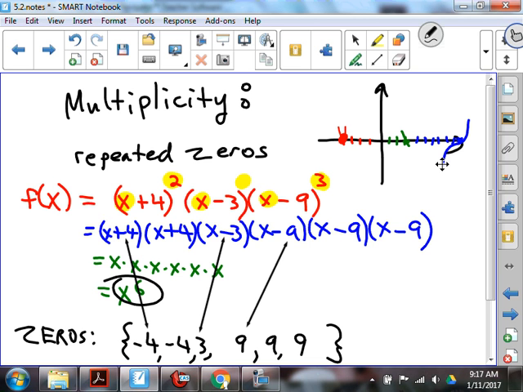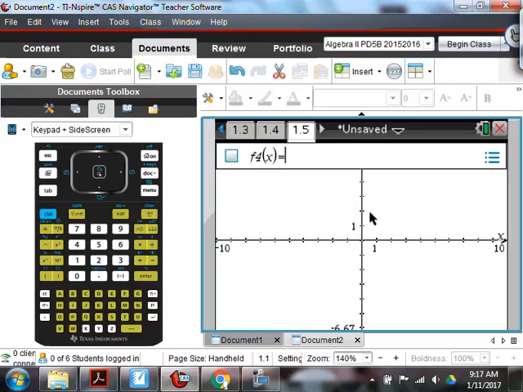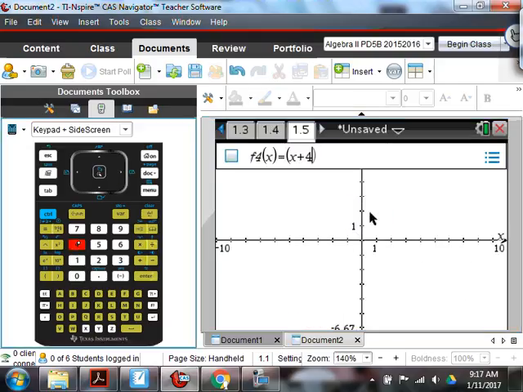And let's just graph it. Let's see what it looks like. So new page, doc, insert a graphs page. So we have x plus 4, the quantity, x plus 4, that quantity squared.